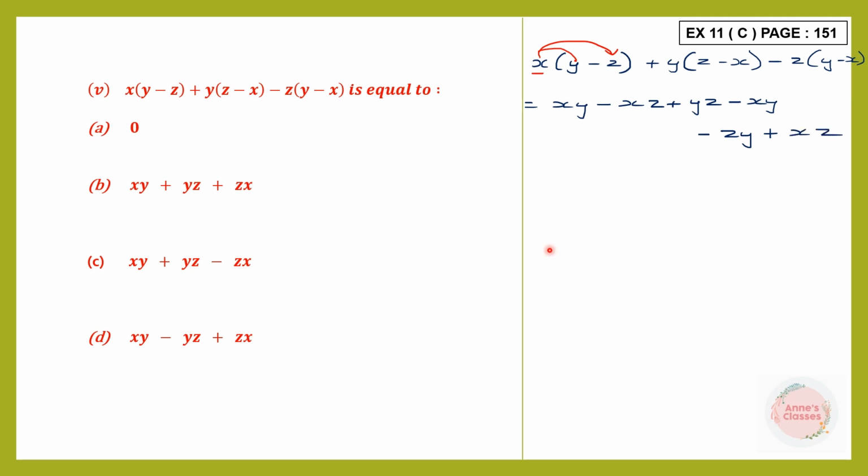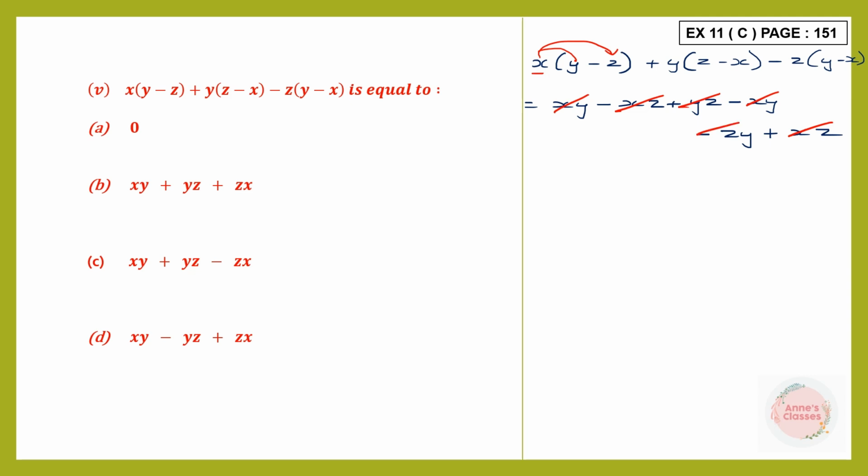Okay, now let's look for the like terms here. Here we have an xy and here we have a minus xy. So this is plus, this is minus, that means it gets cancelled. So xy is cancelled. Now here we have xz minus xz and here we have a plus xz. So 1 minus 1 is 0. So this also gets cancelled. Then here we have a plus yz and here also we have a minus yz. Plus and minus again gets cancelled.